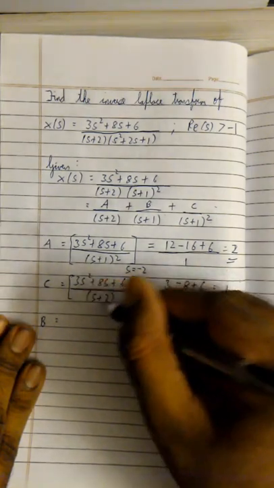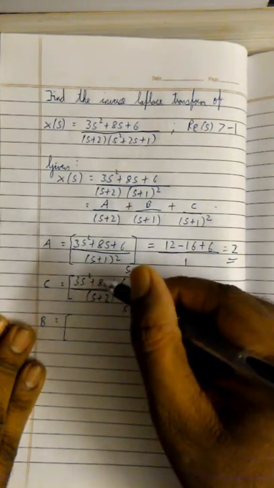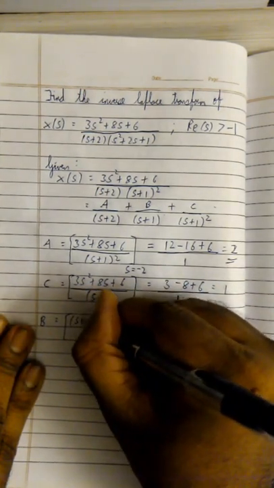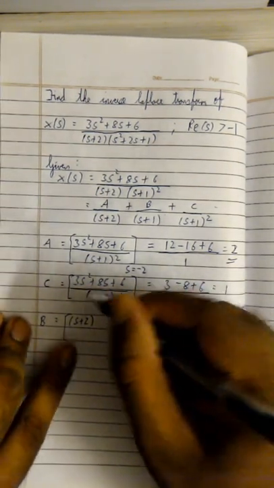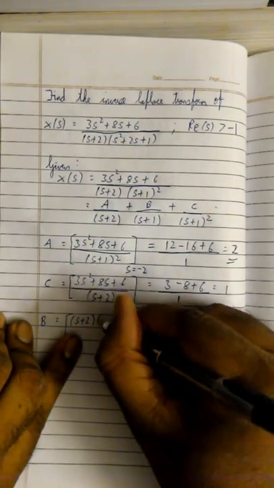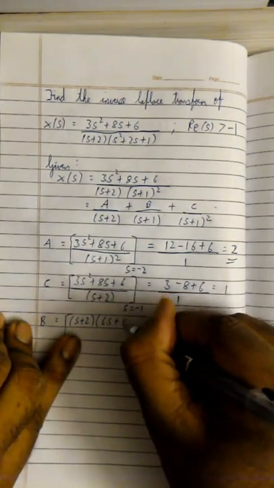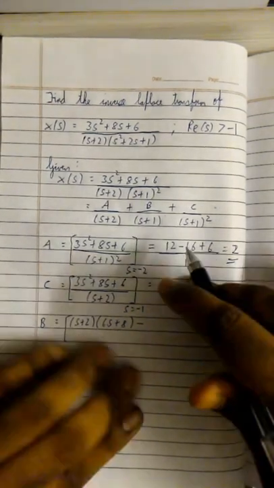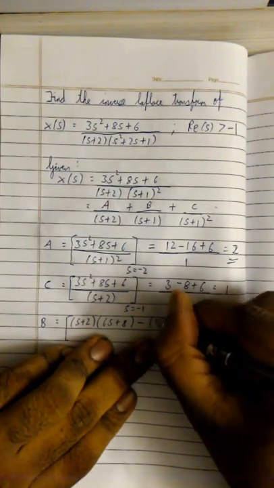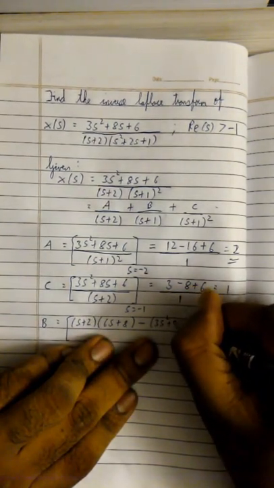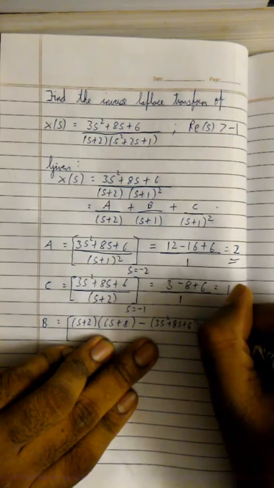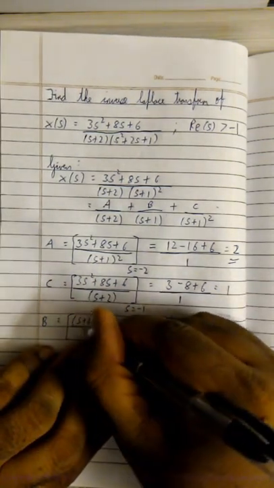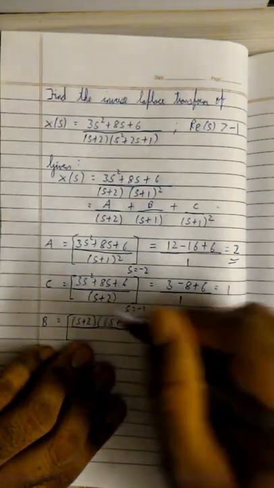Differentiating it, this is the differentiation of u by v, which is v into du minus u into dv, over v square. Here v is s plus 2, and du is 6s plus 8. U is 3s square plus 8s plus 6, and dv is 1, over v square.